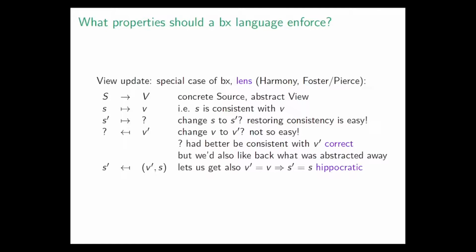And this lets us also get the other desirable property, which is to say, if we haven't in fact changed the view at all, then we would also like to end up not having changed the source. In other words, if our consistency restoration process is given models which are already consistent, then it should make no change at all. We call such a thing Hippocratic.